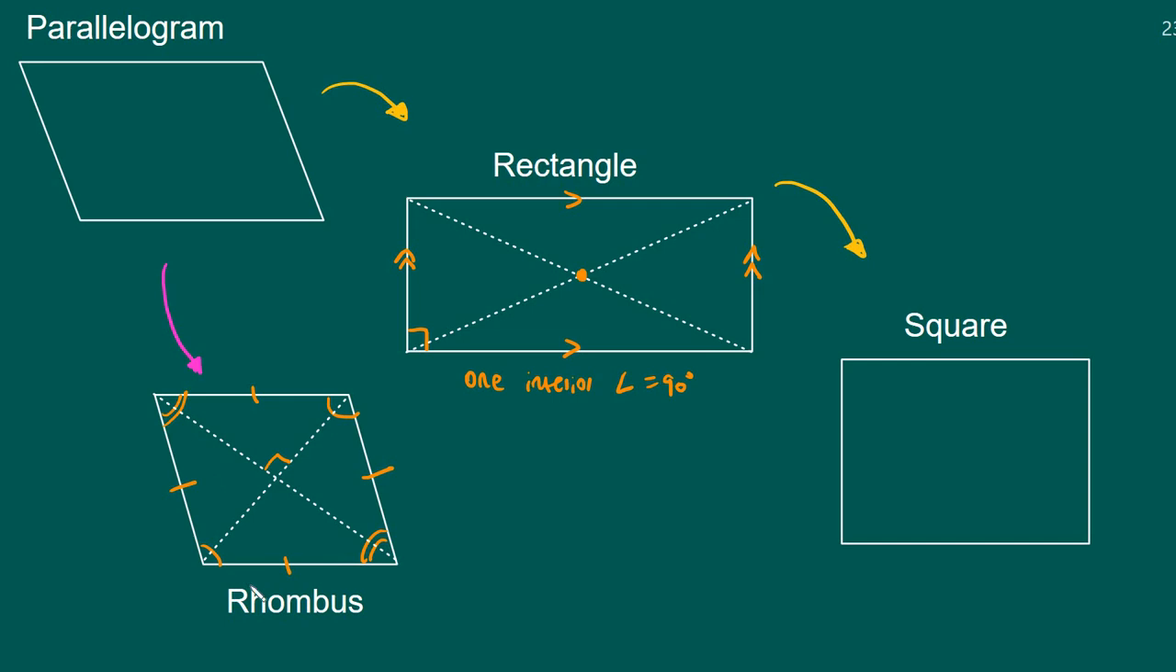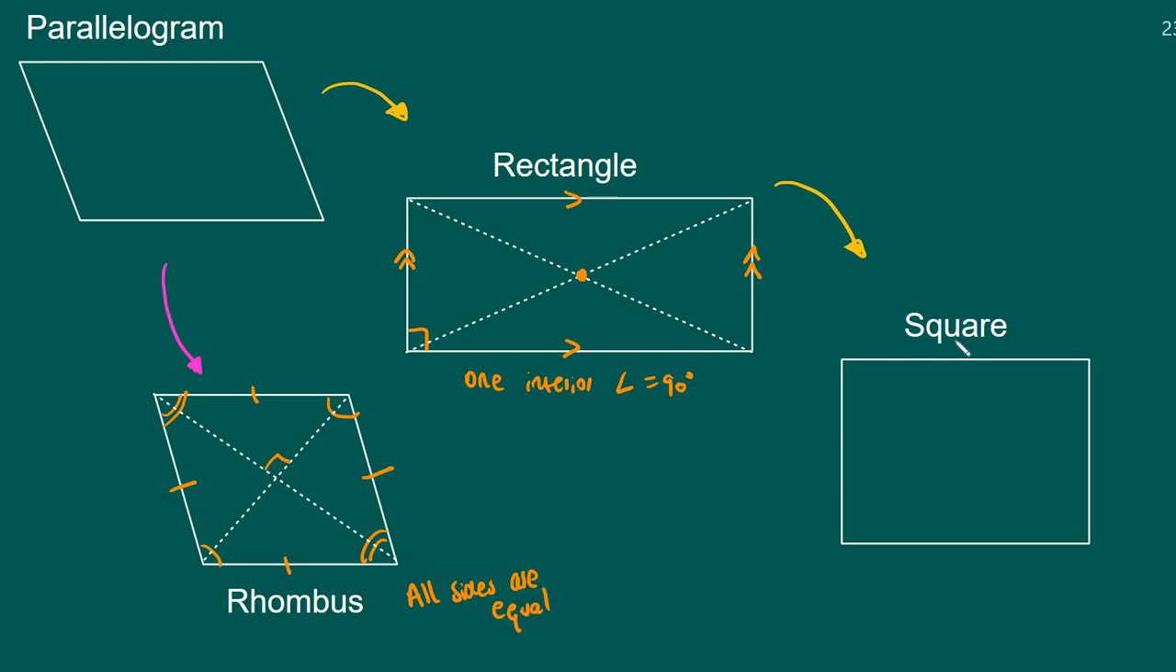So what I want you to take home is that if I know the properties of a parallelogram, then I know the other shapes, all of them, because a rhombus will still be a parallelogram but with all sides equal. A rectangle will still be a parallelogram but with an interior angle equal to 90 degrees. This one is special because all the sides are equal, right?